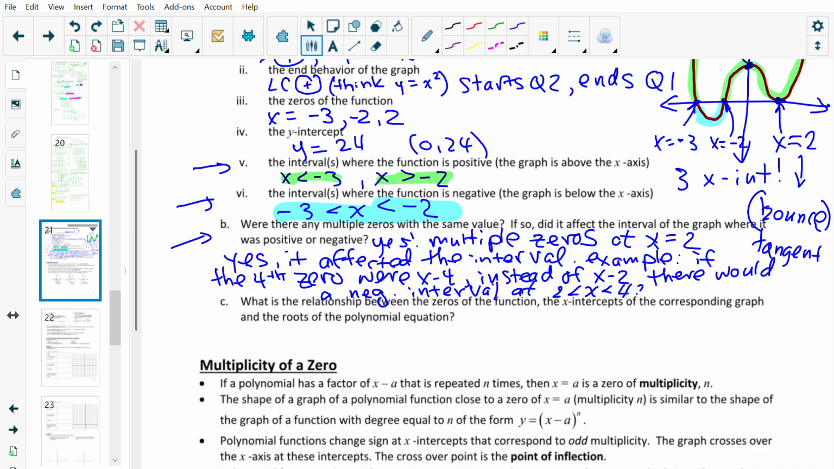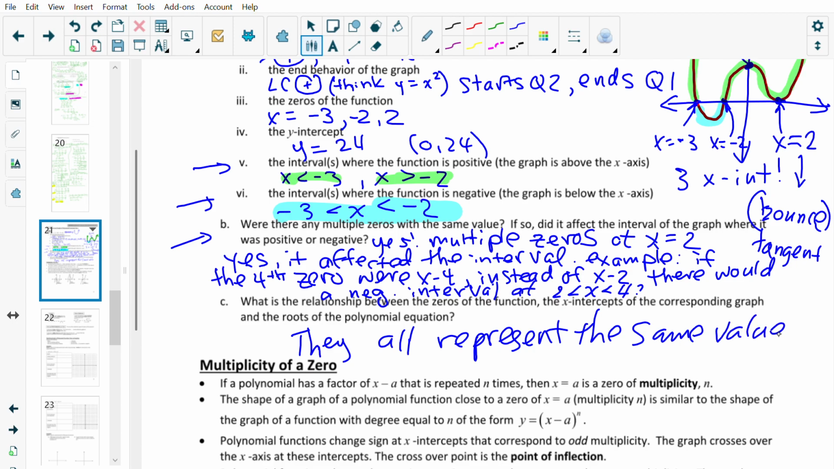What is the relationship between the zeros of the function, the x-intercepts of the corresponding graph, and the roots of the polynomial equation? They all represent the same values. Okay, this part B, let me just sketch something out just so we understand.